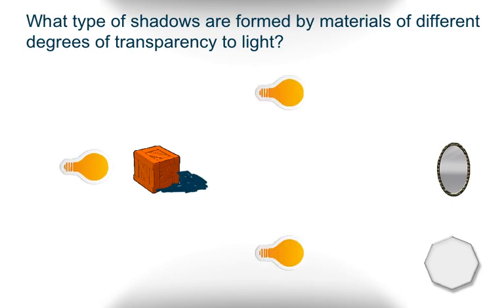And if we have a translucent material like this, which allows some light to pass through, then the shadow that is formed will be lighter. So you'll form a light shadow.